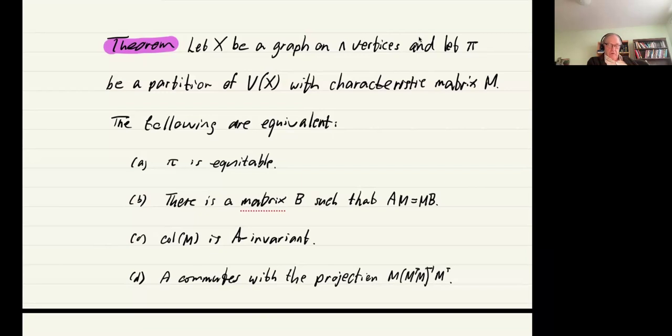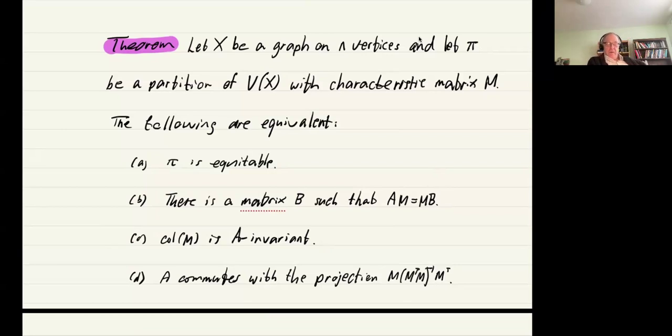Okay, so let's think a bit about the proof of this. First thing is that these two things: this equation says that if I apply A to a column of M, I get a linear combination of columns of M. So this equation tells me the column space of M is A invariant. So these two things are easily equivalent. I would say obviously equivalent. This is just an explicit form of that. Now, sometimes this is useful, sometimes you want B. So B and C are equivalent.